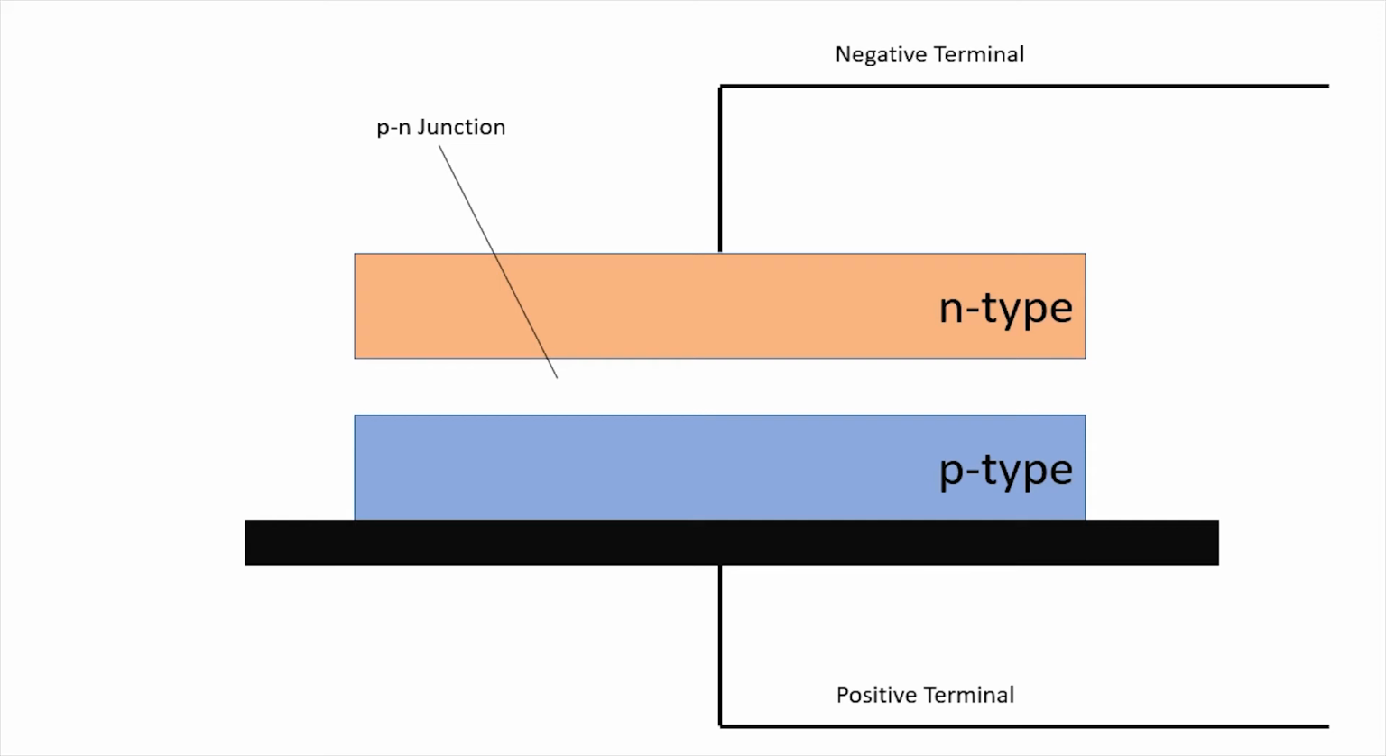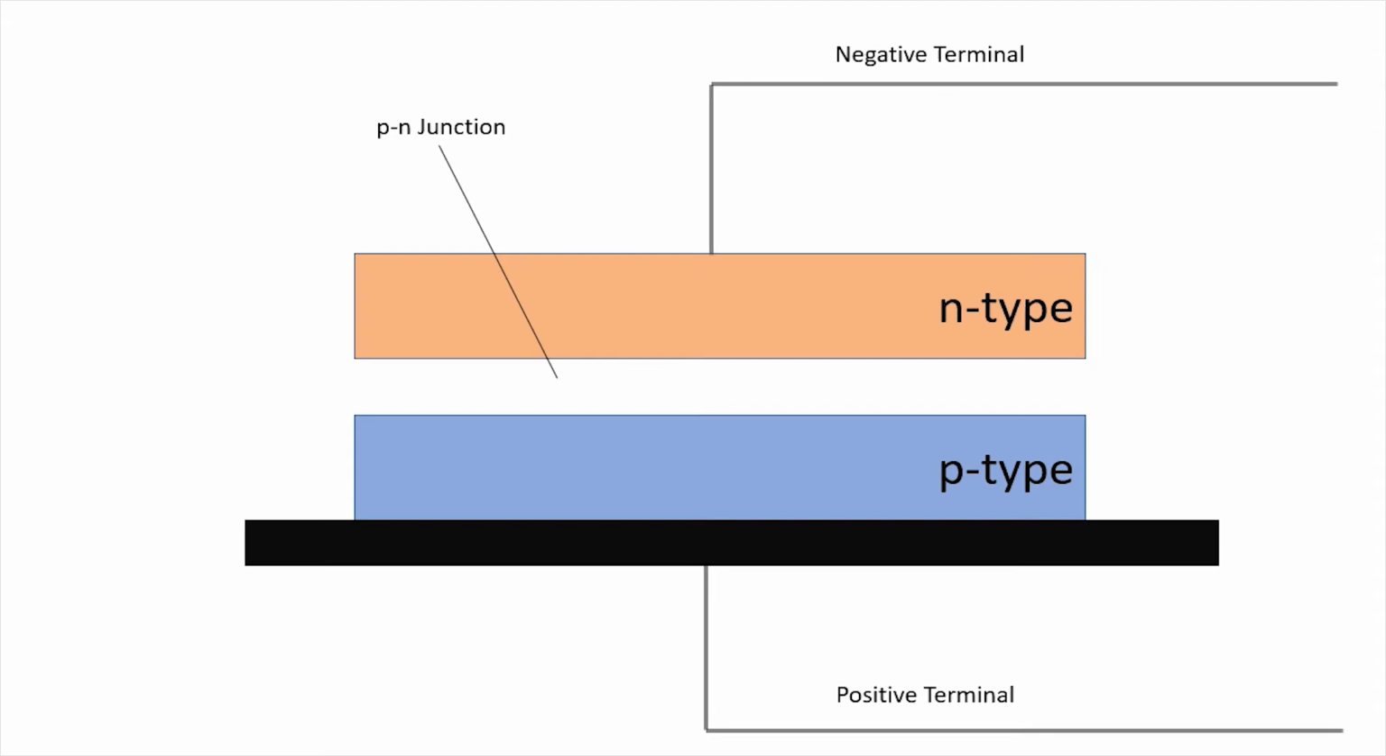The P-type section slightly lacks electrons, has more holes in the material, while the N-type section has slightly too many electrons. Putting these sections together is what makes the PN junction. The PN junction allows electric current to flow in one direction from the N-type to the P-type section.